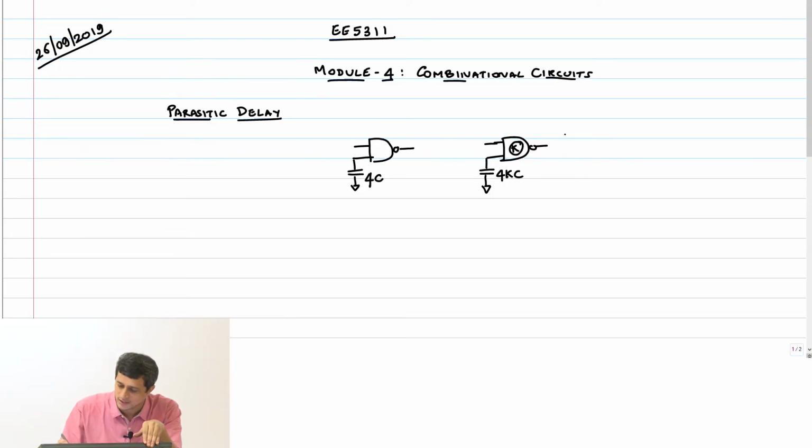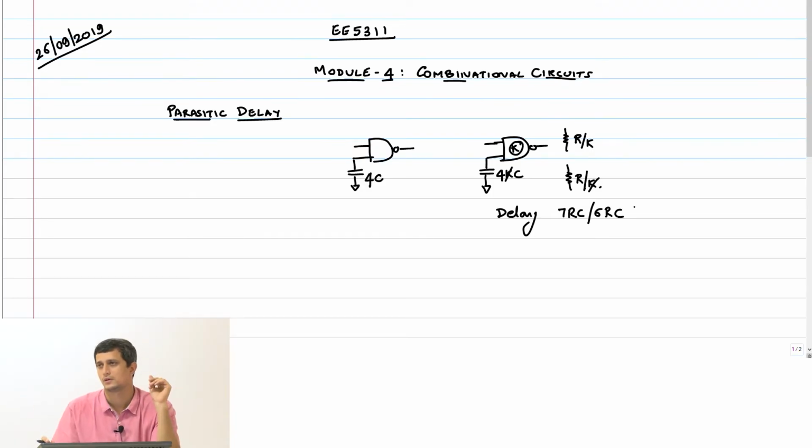And the resistance will drop now. It will become R by K. And because the two K's will now cancel, your delay will still be just the old expression. Either it will be 7 RC or 6 RC or whatever it is. So to a first order, parasitic delay was independent of gate drive strength. This was the key conclusion that we came to last time.